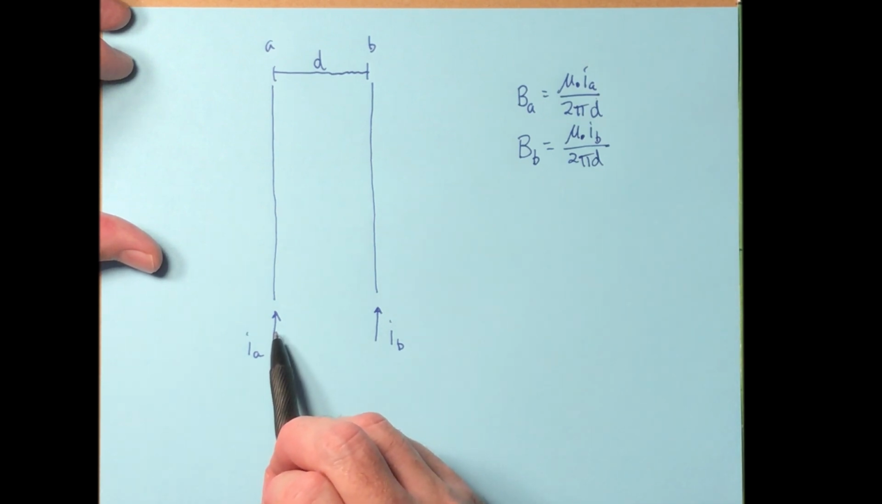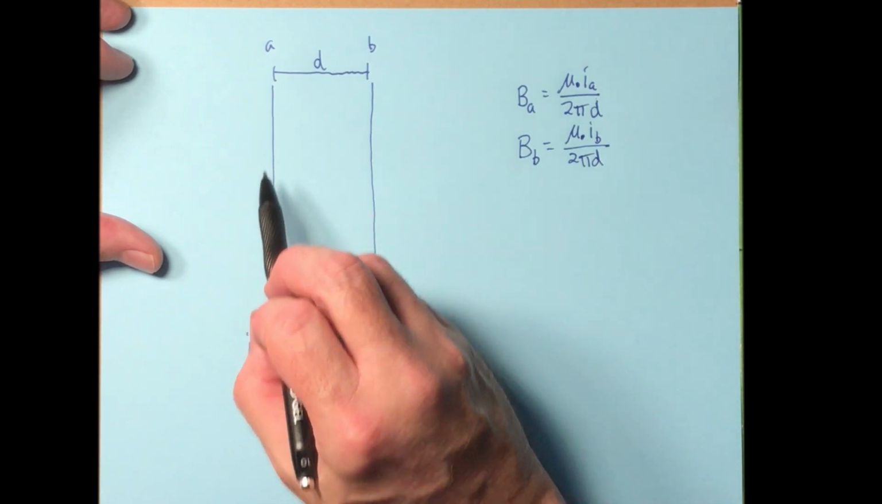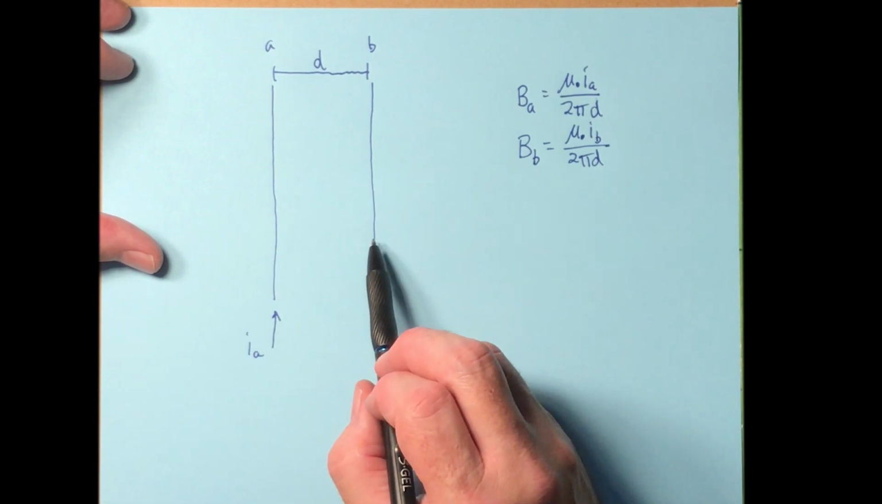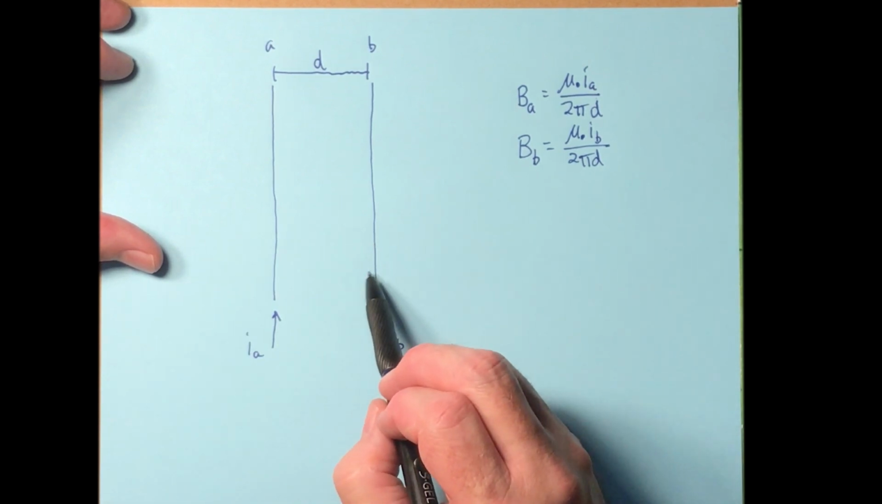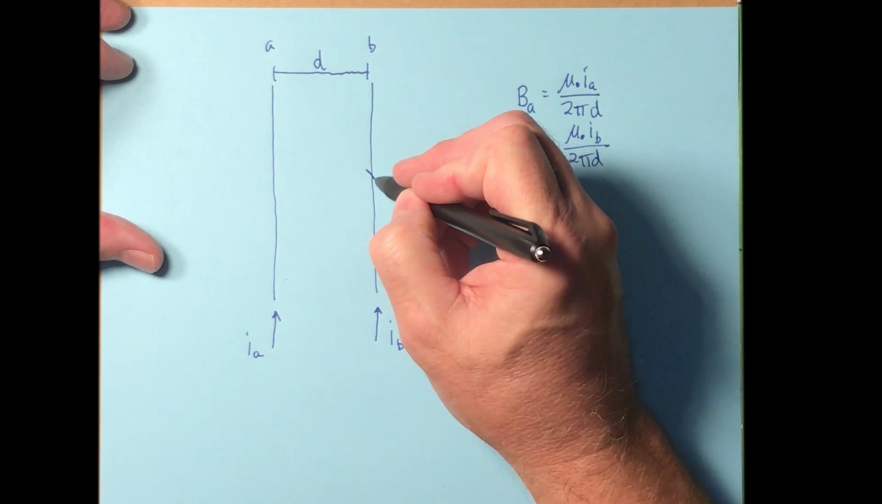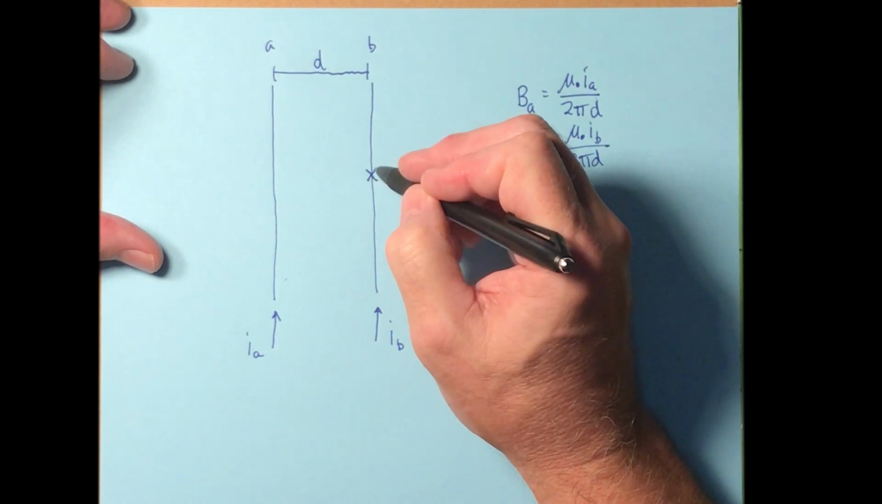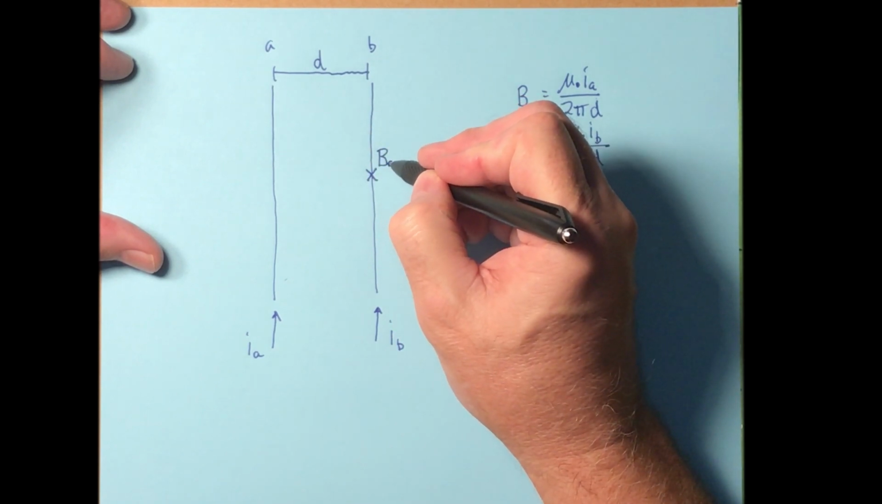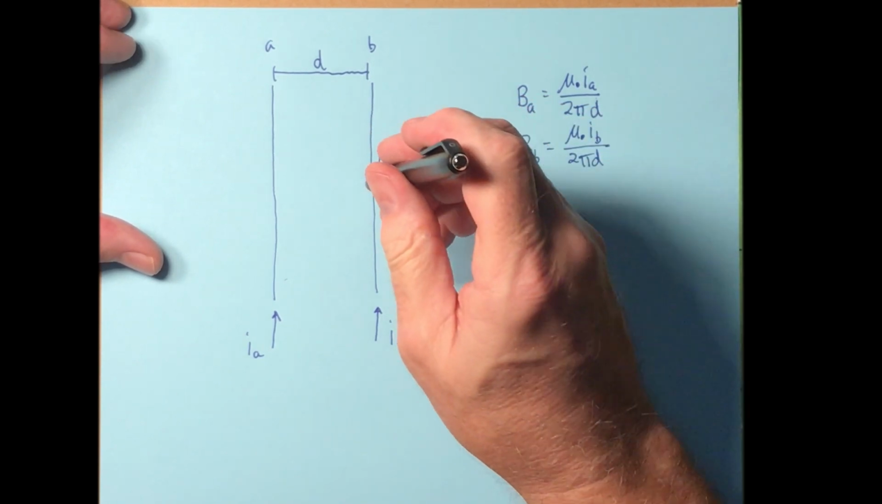So what I'm trying to say is this wire creates a magnetic field that encircles the wire, and over here on this side of it, a distance D away, there's a magnetic field. Well, what's the direction of that magnetic field over here? The direction is going to be in that direction, and that's going to be the case all along this wire. So this is B sub A. It's going into the page here.